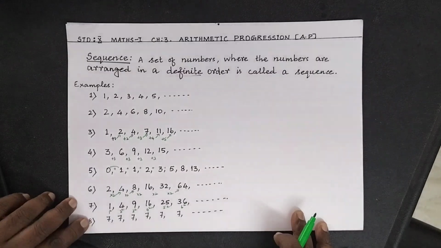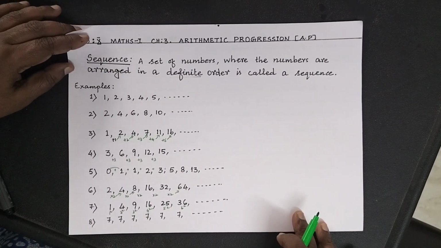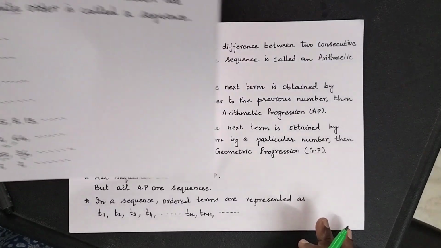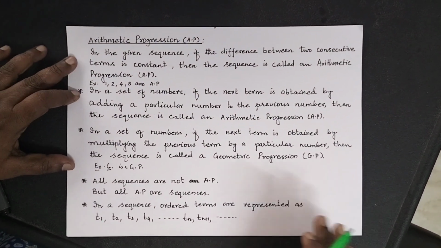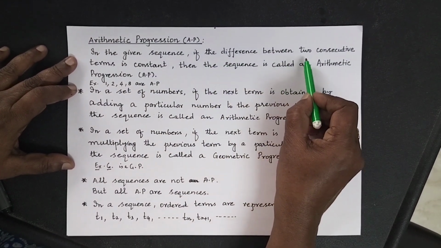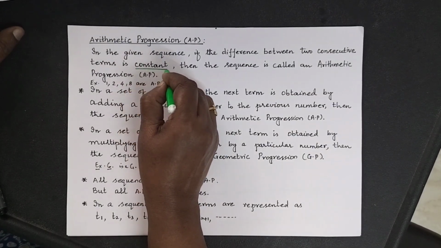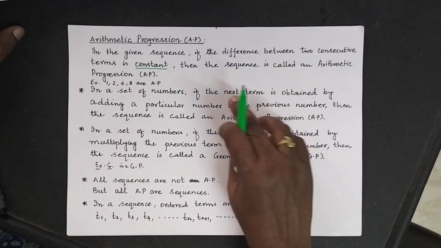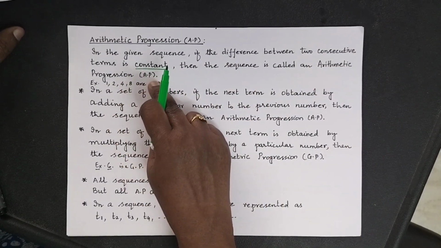Now let us learn about arithmetic progression. What is arithmetic progression? Now arithmetic progression means in the given sequence, if the difference between two consecutive terms is constant, that is very important. If it is constant, then the sequence is called an arithmetic progression.